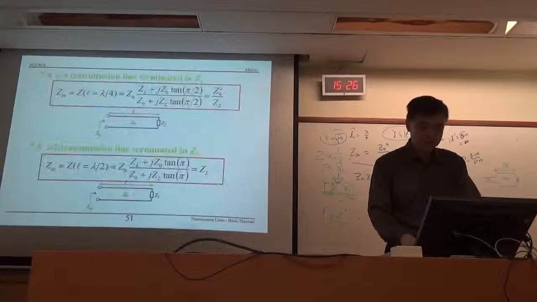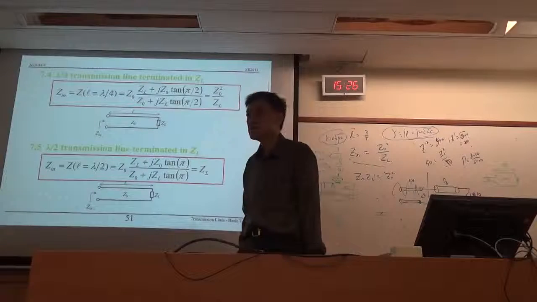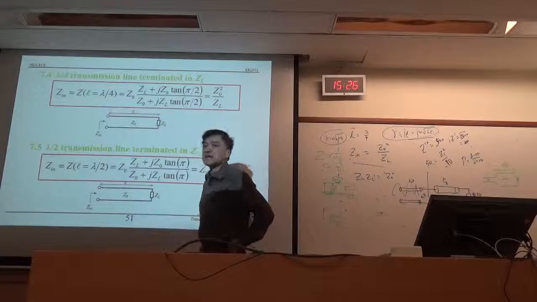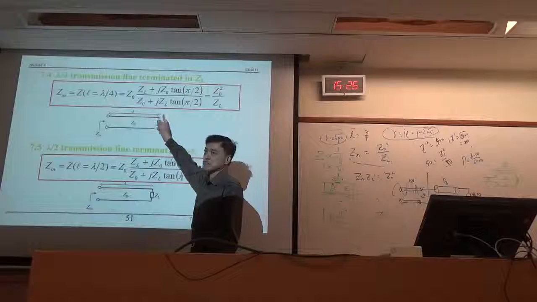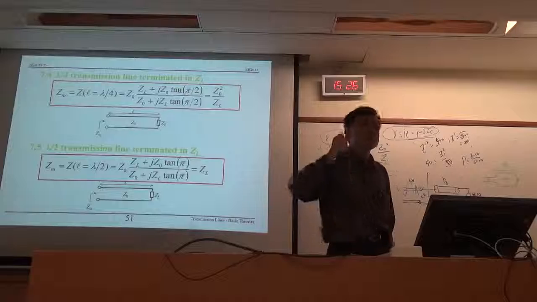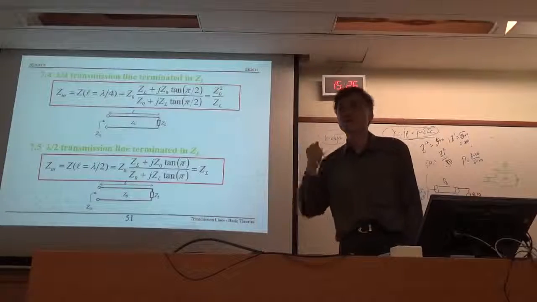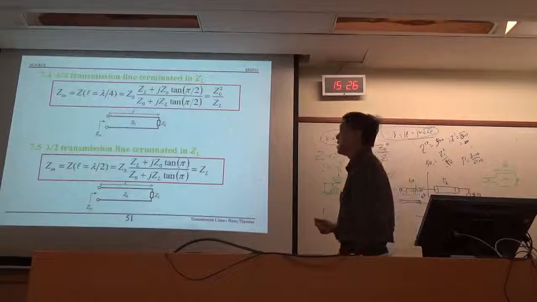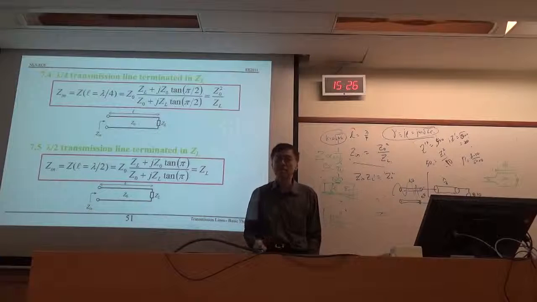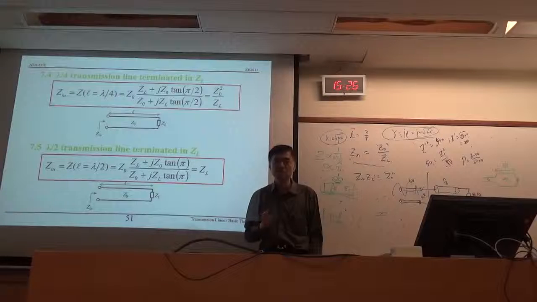Okay, what is the issue? Basically, what is being said is that according to the transmission line equations, if the length of the transmission line is equal to a quarter of the wavelength, the input impedance is equal to Z0 squared over ZL.